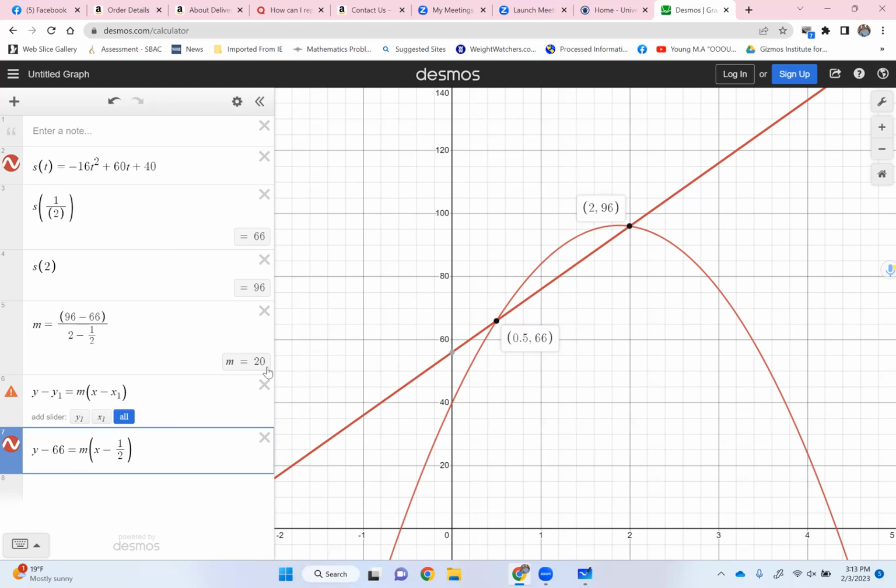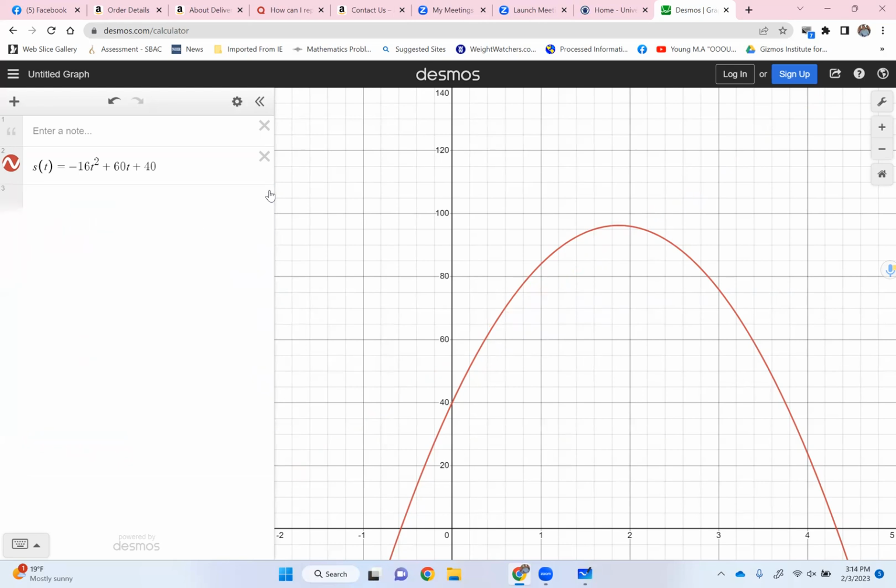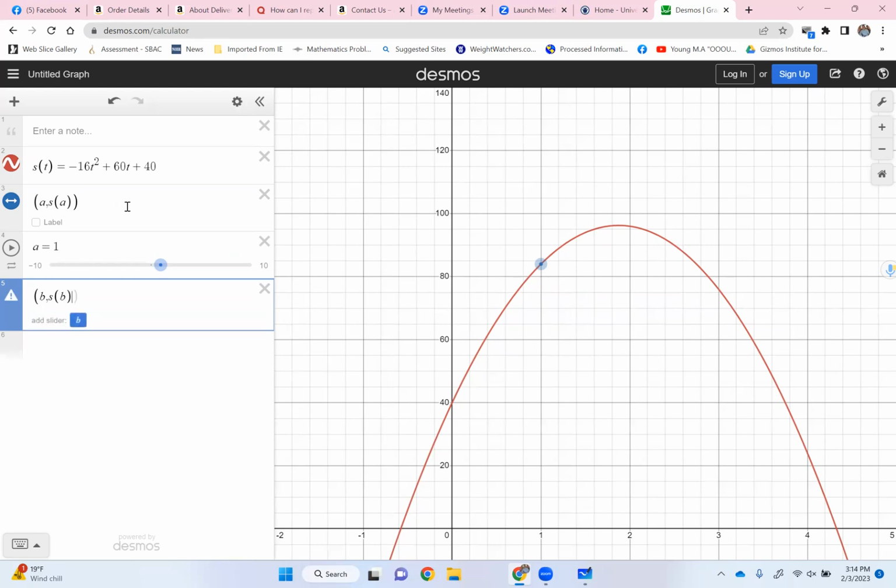All right, but now I want to show you how to do this with sliders so that we can do it for any point. So I'm going to clear all this out. Okay, the first thing I'm going to do is put in the point A, comma, S of A. Hit enter and add the slider. Now I'm going to do the point B, comma, S of B, and add my slider.